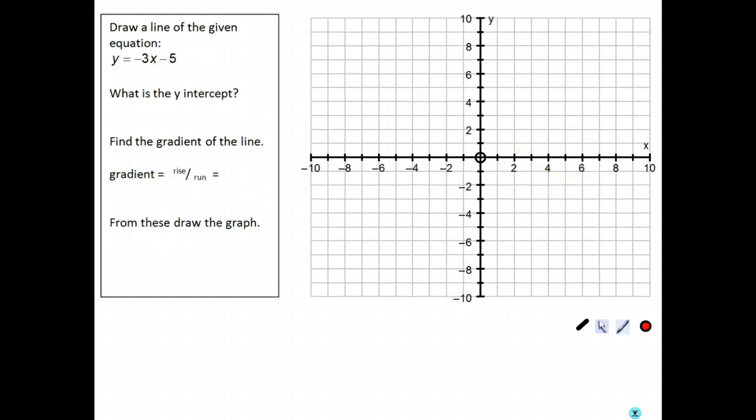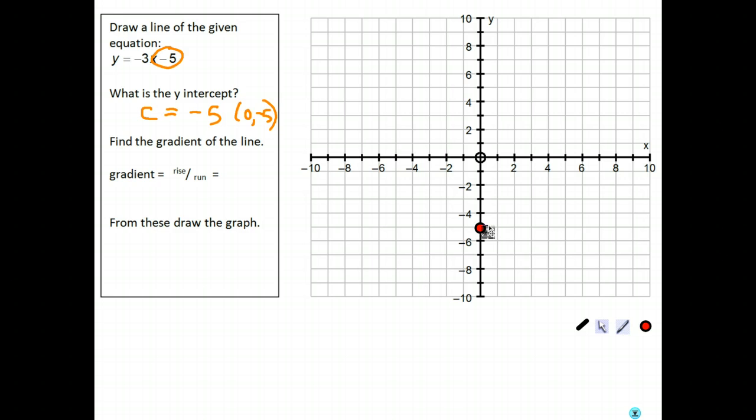Okay, let's have a look at another equation. This one's fairly straightforward. y equals -3x take 5. Once again, the constant term is the y-intercept, which is -5. So c equals -5, or as coordinates 0, -5. So we plot that point first.